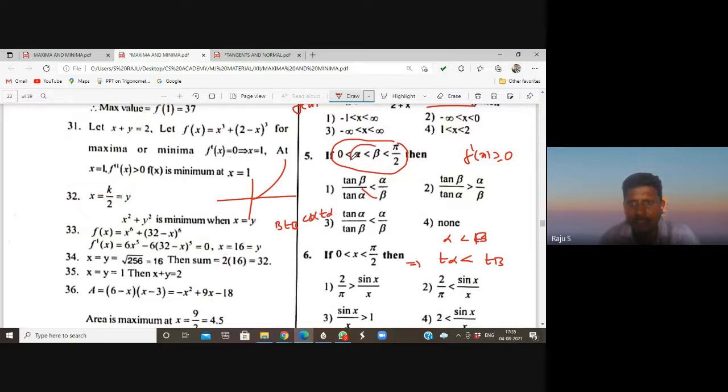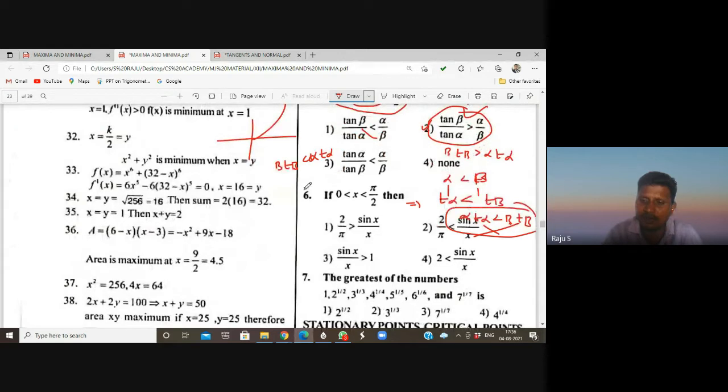But they have given alpha is lesser than beta. Alpha is lesser than beta, so your second option is correct. See here, when we multiply, beta tan beta is greater than alpha tan alpha. Yes or no? When I multiply these two, we'll get the above condition. Here alpha into tan alpha is lesser than beta into tan beta. When I cross multiply tan alpha tan beta, we'll get the second option. Second option is correct.